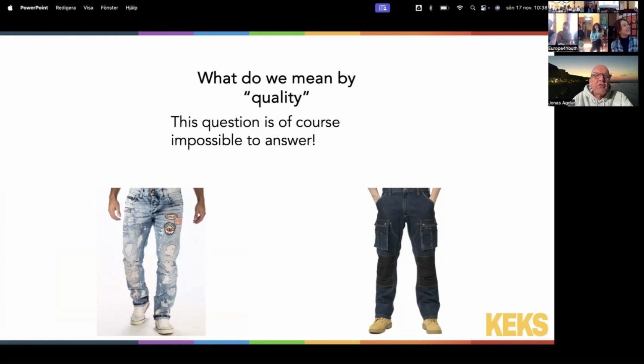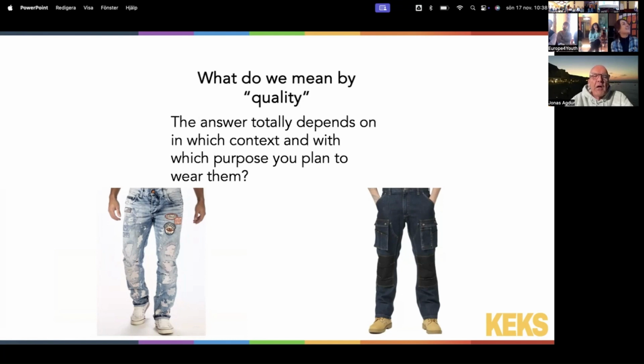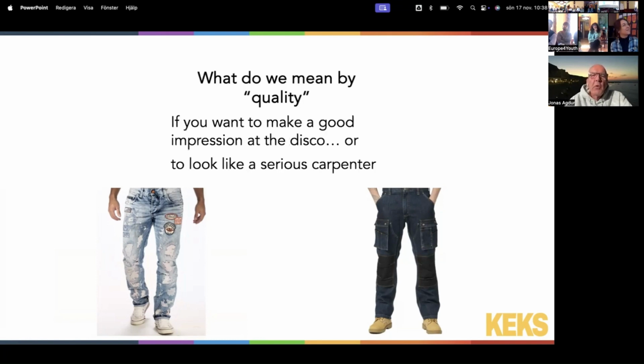No, because this question is, of course, impossible to answer. The answer totally depends on in which context and with which purpose you plan to wear them. If you want to make a good impression at the disco, you would probably choose the one on the left-hand side. I would perhaps not choose them, but you might. But if you want to look like a serious carpenter, you would definitely choose the one on the right-hand side.